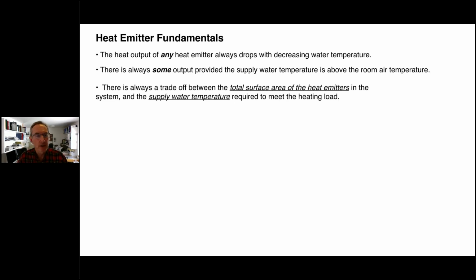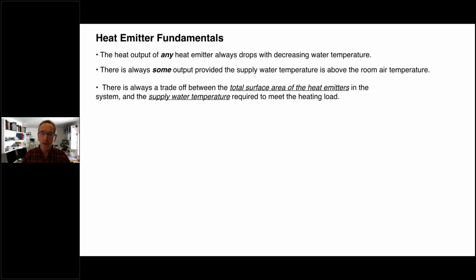One thing that I found over the years that not everybody understands is that there is always some output, provided the supply water temperature is above the room air temperature. I've had people say that, for example, fin tube baseboard doesn't work below 140 degrees. Well, the rating tables don't go below 140 degrees, but as long as there's a temperature difference between the water in a heat emitter and the room air temperature, there's going to be some output. And we'll get into the graph that shows what that output is for fin tube at low water temperatures.